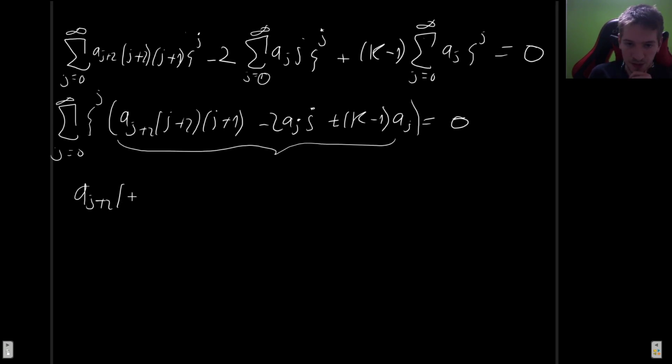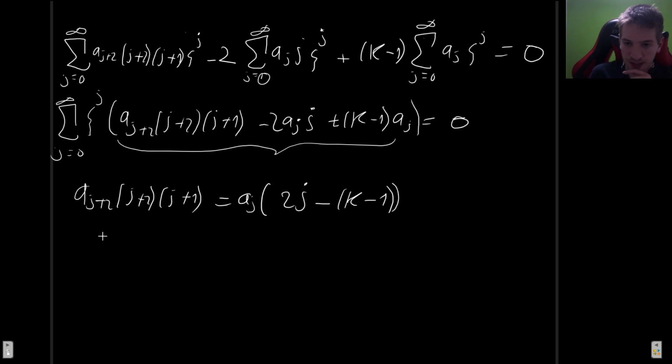A j plus 2, j plus 2, j plus 1. I'm just copying this part. And now I'm going to put all of the other terms to the right hand side. So we get, and I'm going to factor out the aj. So aj times 2j minus k minus 1.